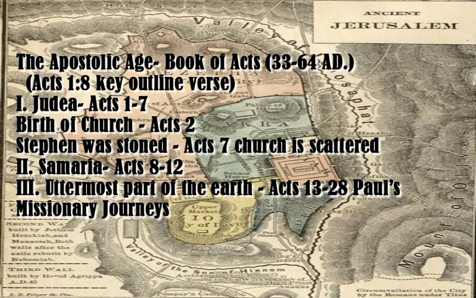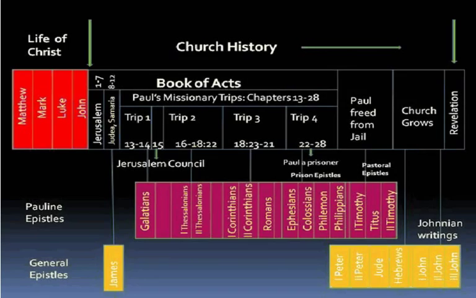You have Judea, Acts chapter 1 through 7. We have the birth of the church in Acts chapter 2. We have Stephen being stoned in Acts chapter 7. And from this stoning, it scatters the church into Samaria, and then we have Paul's missionary journeys going into the uttermost parts of the earth. Acts 13 through 28.